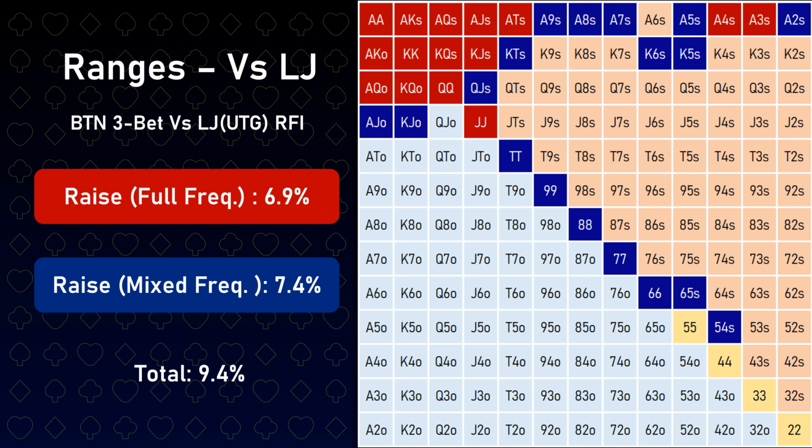The range closely resembles the cutoff versus LoJack range, with a similar overall percentage of raised hands at 9.4%. The middling ace-X suited hands are 3-bet slightly less at around 25%, making room for a higher frequency of lower suited aces, specifically ace-5 suited and below, at around 90%. Pocket tens are also reduced to a frequency of 35%.